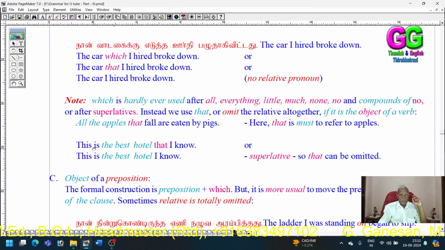In another sentence, this is the best hotel that I know. Here, the best is the superlative degree. So, here, if you want, we can use that. If you think that is not necessary, then we can omit it. This is the best hotel I know.